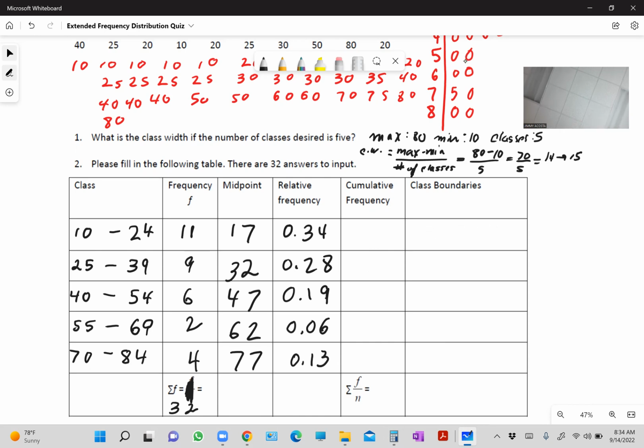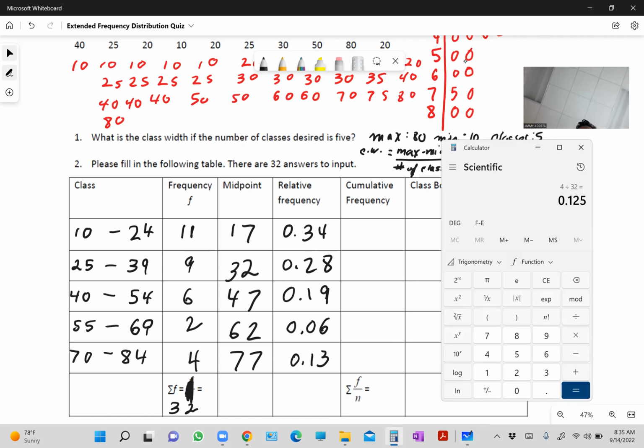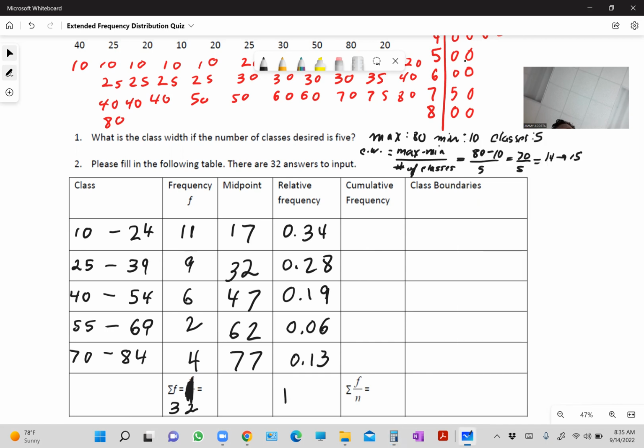Questions or concerns there? Do we check if it adds up to 1? Should we? Let's check. 0.34 plus 0.28 plus 0.19 plus 0.06 plus 0.13. I get 1. Now, not all the time does that happen. Sometimes you get 0.99. Sometimes you get 1.01. And that's okay. It's not okay to get, I saw one kid turn in a quiz today, 9.86 on there. It's like, yo, he messed up.